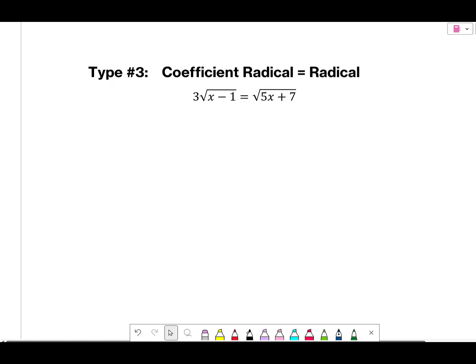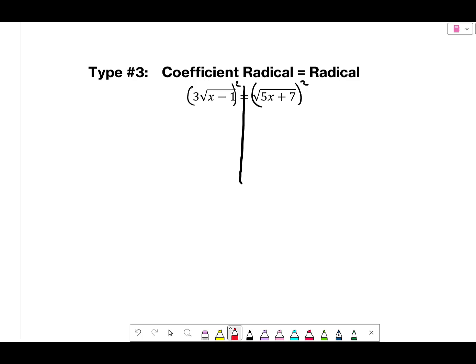All right, so type 3 problem is we have a radical equals a radical, but on the left side, if you notice there's a coefficient in the front. This was the problem that most people got wrong on the test. So you're going to do the same exact steps where we're eliminating the root. So you're going to square both sides. That's including the coefficient. You're not going to keep the coefficient on the outside.